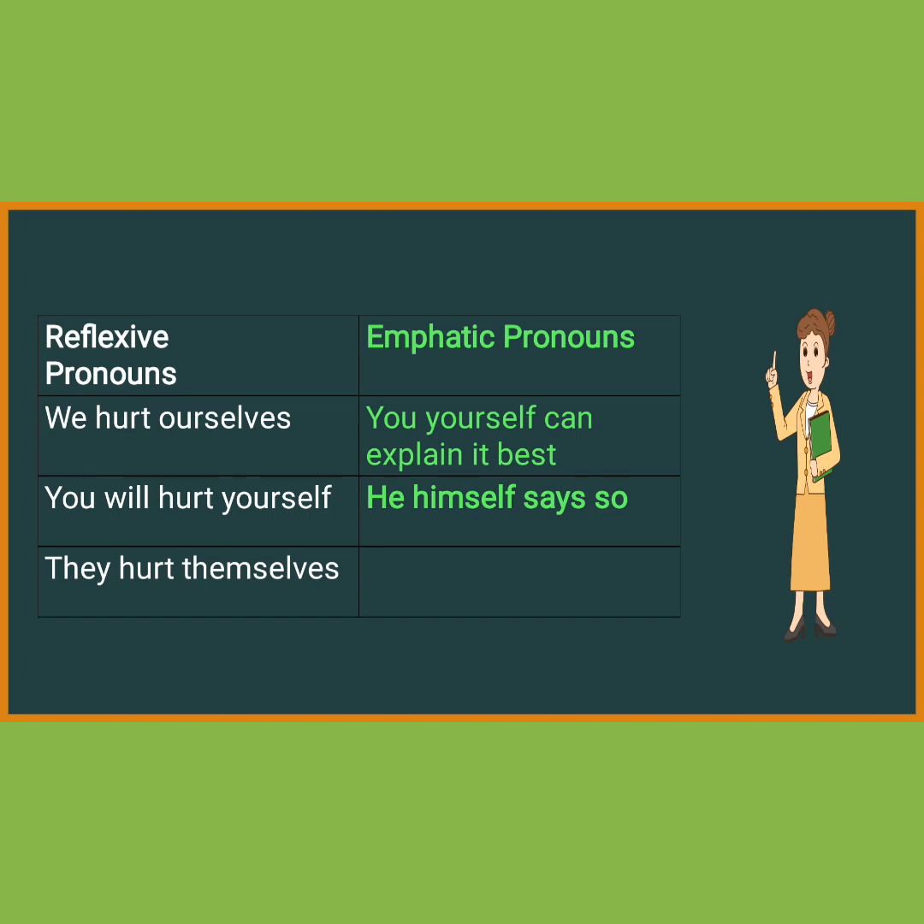We hurt ourselves, you will hurt yourself, they hurt themselves. Again, you can see in a reflexive pronoun, the pronoun is placed at the end of the sentence. You yourself, you is your subject, yourself is your emphatic pronoun, placed immediately after your subject. He himself, he is your subject, himself is your pronoun, placed immediately after your subject. So, this is a trick that you need to remember. In a reflexive pronoun, 90% of the time it comes towards the end of the sentence. In an emphatic pronoun, 90% of the time it comes immediately after your subject.